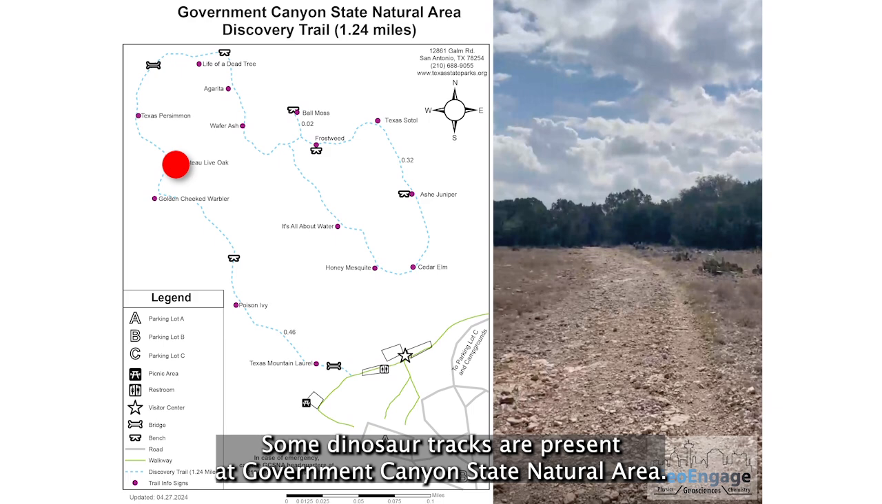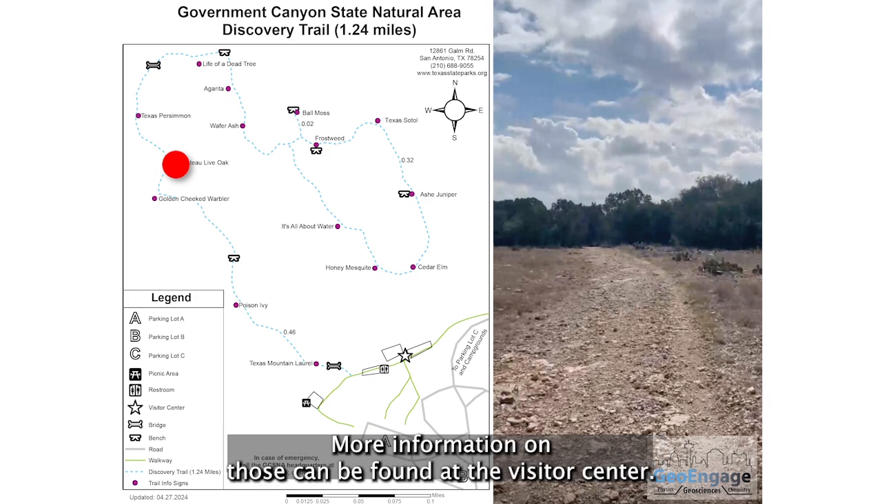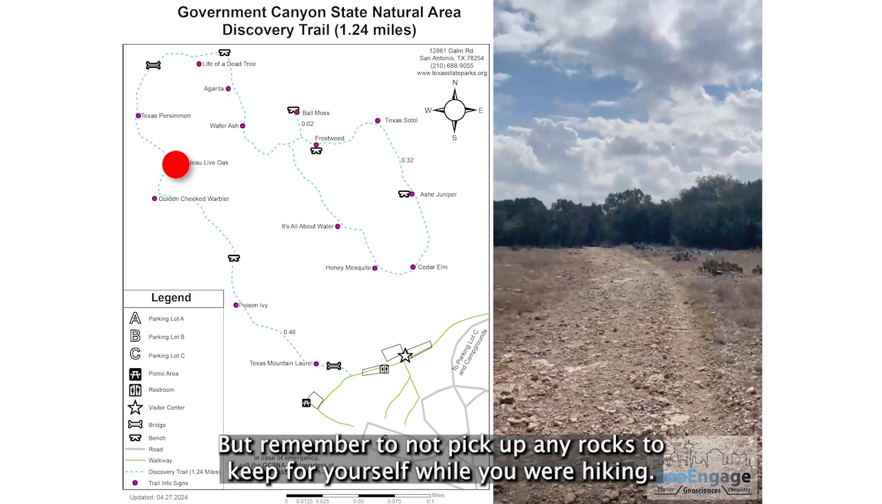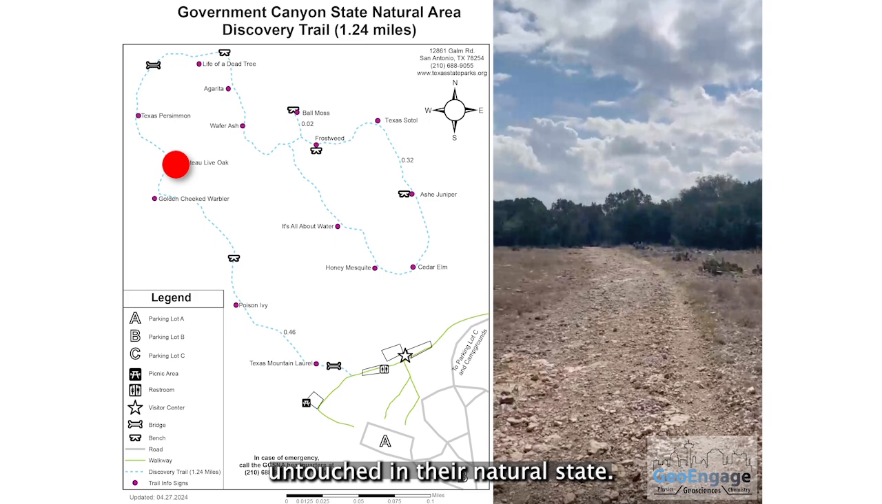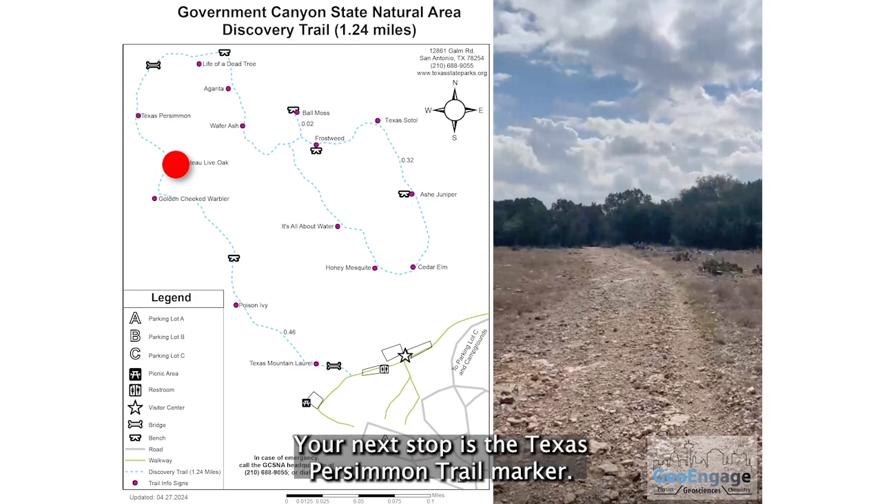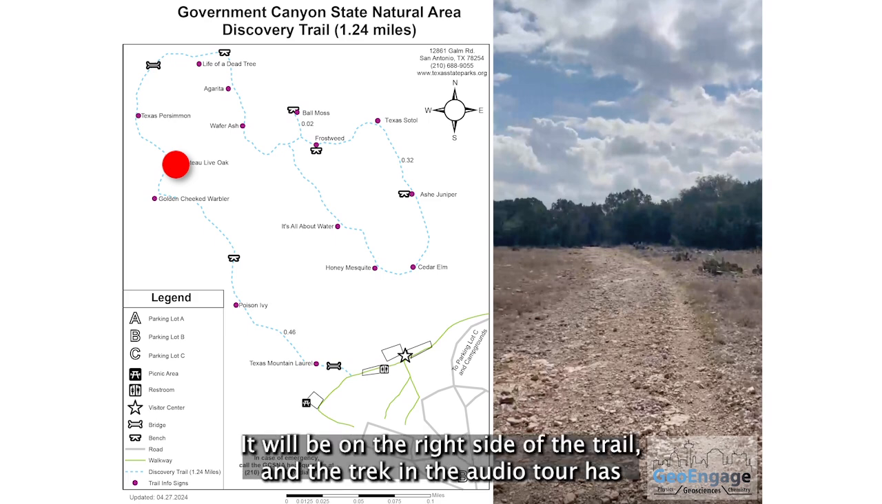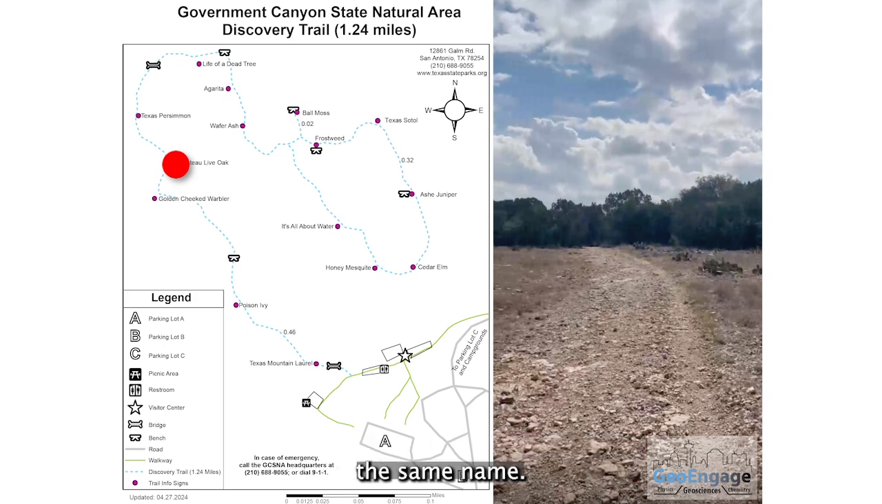This tidal flat would have allowed non-aquatic creatures, including dinosaurs, to move freely from one area to another. Some dinosaur tracks are present at Government Canyon State Natural Area. More information on those can be found at the Visitor Center. But remember to not pick up any rocks to keep for yourself while you are hiking. It is always important to leave all natural resources and artifacts untouched in their natural state. Your next stop is the Texas Persimmon Trail Marker. It'll be on the right side of the trail, and the track in the Audiotour has the same name.